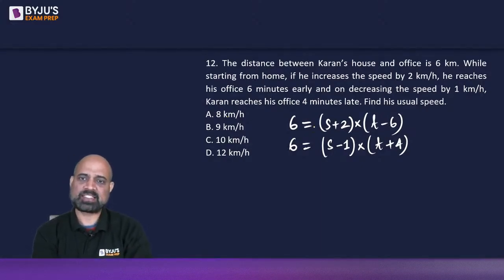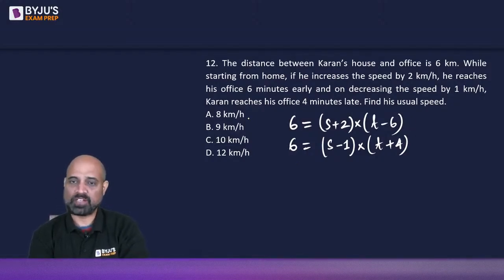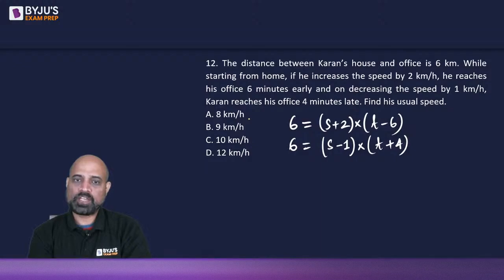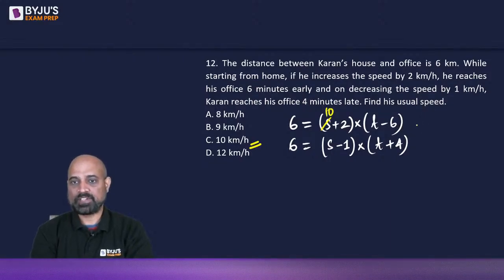Suppose if I take S as 8, 8 plus 2 is 10, and 8 minus 1 is 7, so 6 by 7 won't be an easy number. So 8 से शुरू नहीं करते. What we can do is we can start with this one, because 10 plus 2 is 12 and 10 minus 1 is 9. They both will be good. So if I put S as 10 here, so I will get 6 by 12, which is half an hour. 30 minutes is equal to t minus 6. This gives us t is equal to 36.